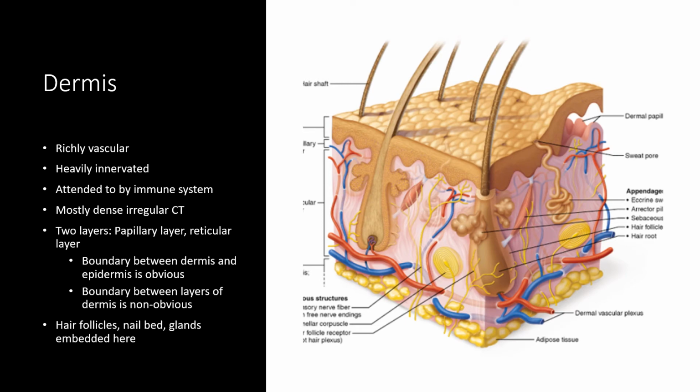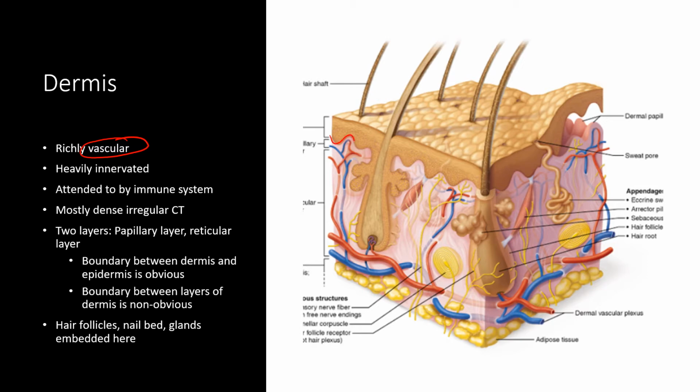Let's talk about the dermis. We've already reviewed in a separate video the epidermis, the most superficial aspect of the skin. Now we're going to talk about the connective tissue layer below it, the dermis. As with most kinds of connective tissue, it is vascular, in this case very richly vascular.